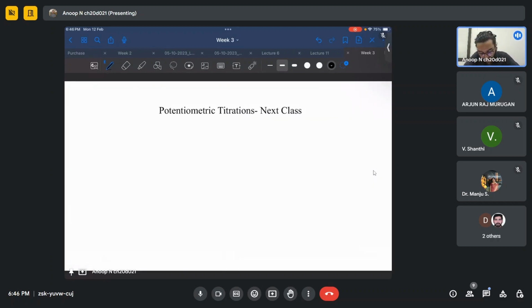Since we have a lot of problems to solve, I am not going to potentiometric titrations in this class. That was the last topic covered in this week's lecture. Anyway, that topic is continuing in the next class or next week's lectures also. So now we will start our problems. There were many homework problems from the class. We will start from that and we will solve some more problems.